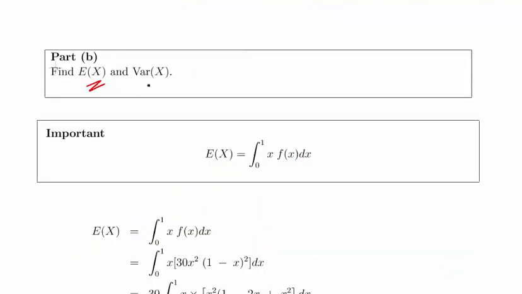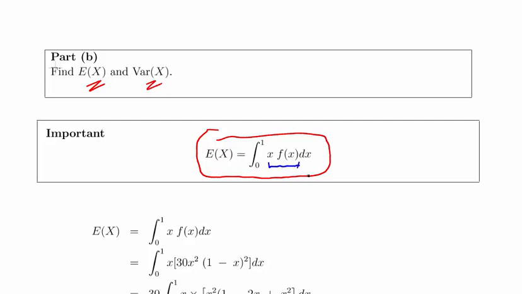So what we have to do now is calculate the expected value of x and the variance of x. Now, the expected value of x is very similar to what we've done previously for calculating the area, but rather than integrating f of x, we integrate x times f of x.